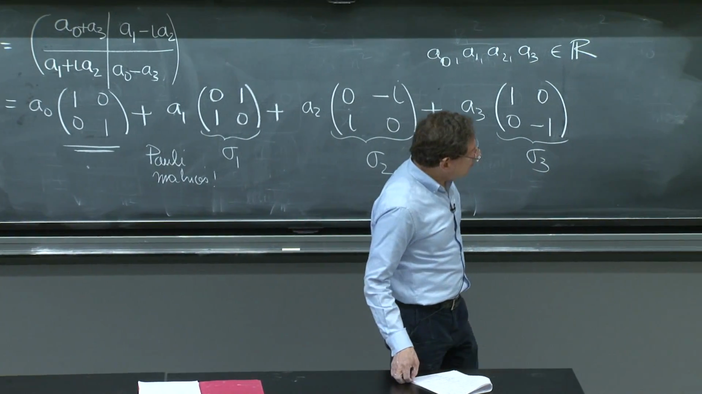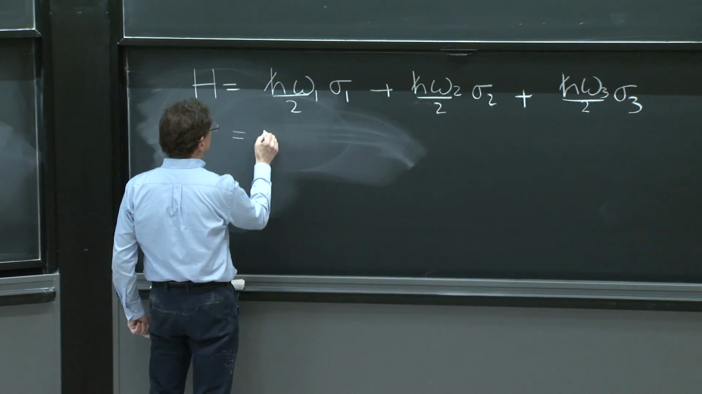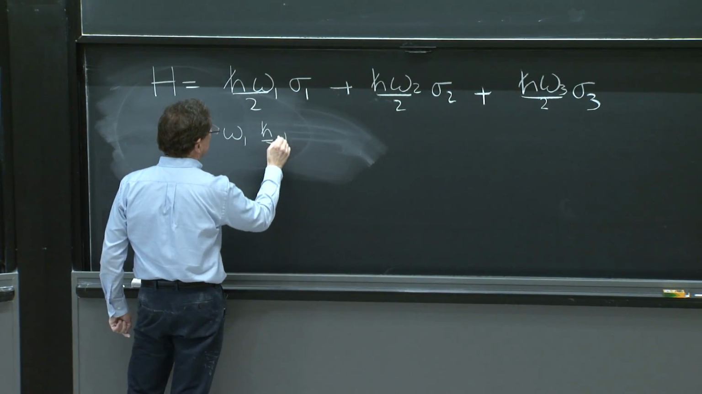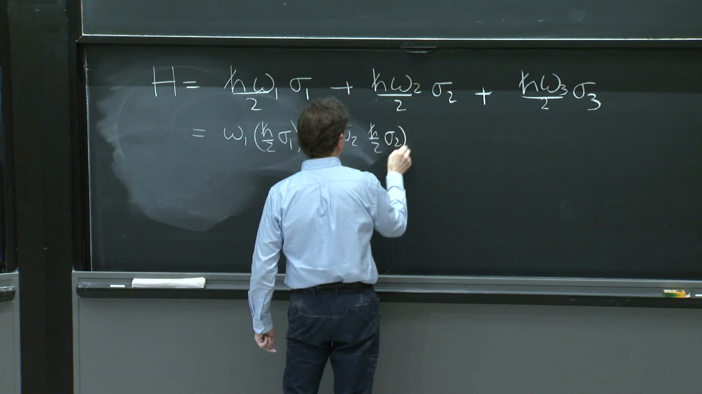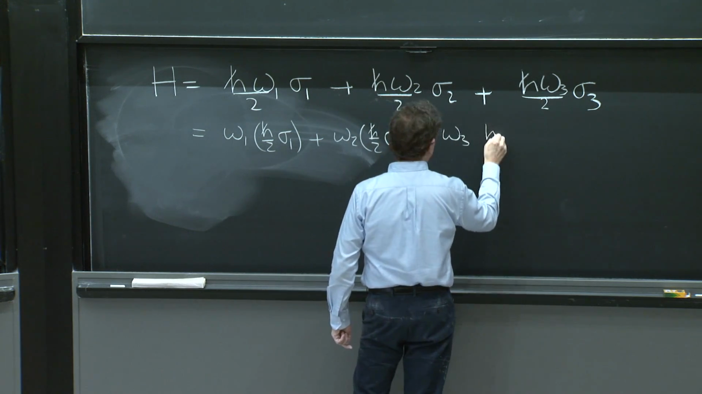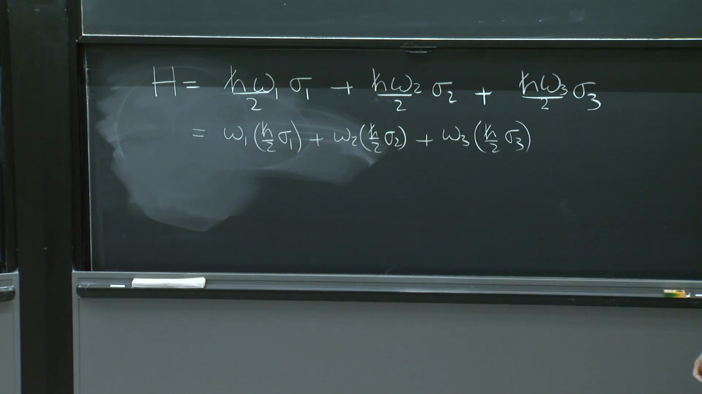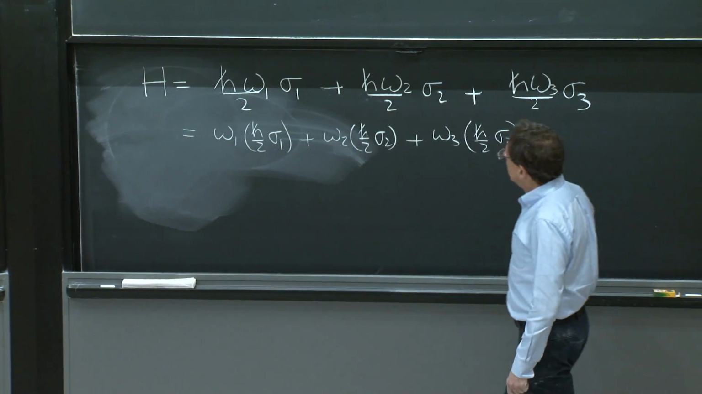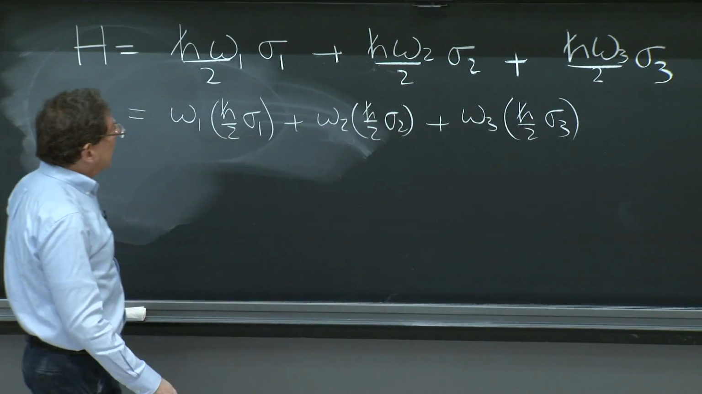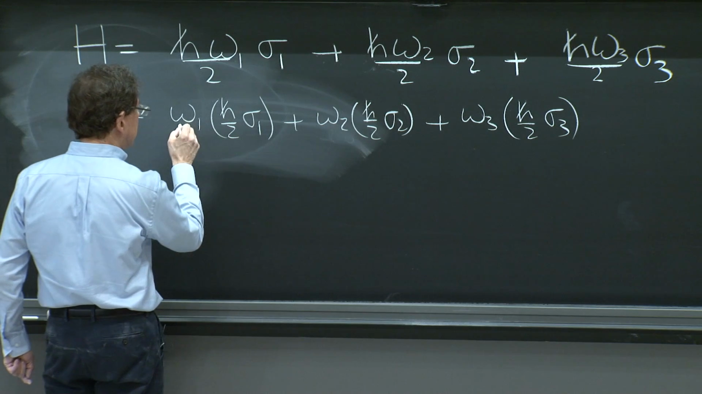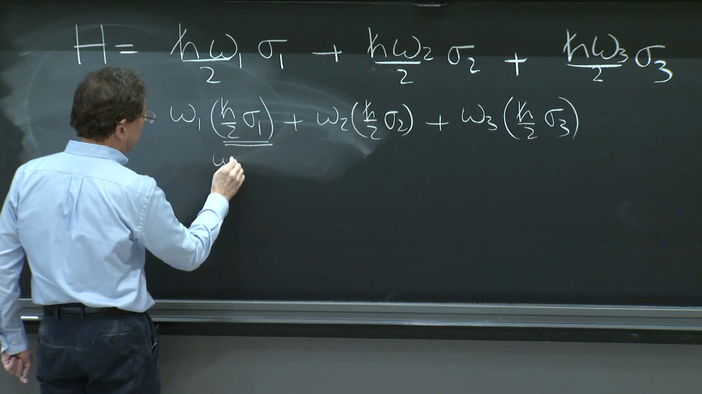So I'll do a little variation of this by writing ω1 ħ over 2 sigma 1 plus ω2 ħ over 2 sigma 2 plus ω3 ħ over 2 sigma 3. And then you say, look, that's interesting. Okay, I have an omega and this thing, but omega is fine. We know what it is. It's a frequency, 1 over time unit. But this has units of angular momentum.